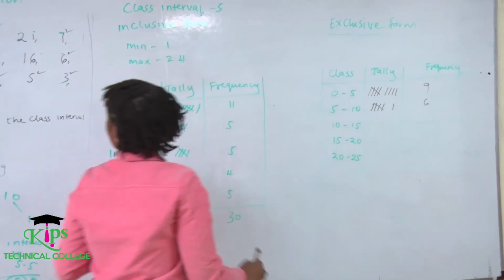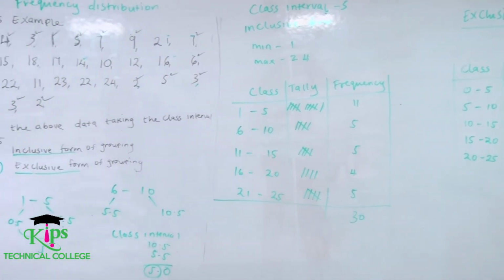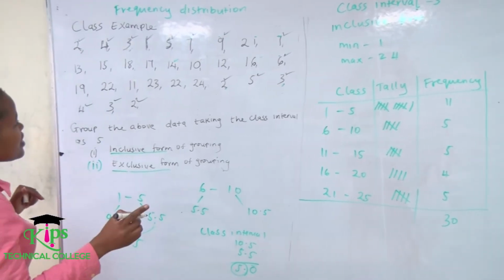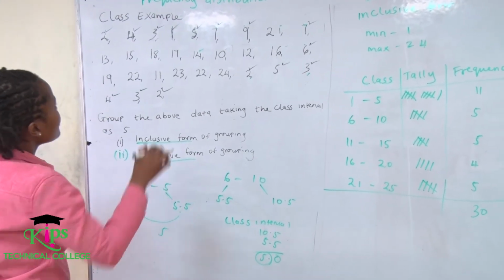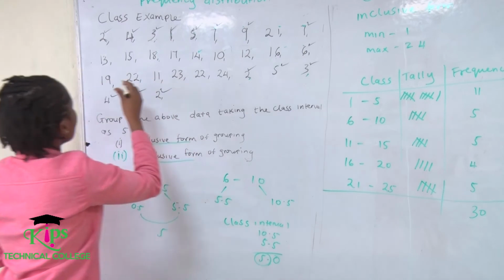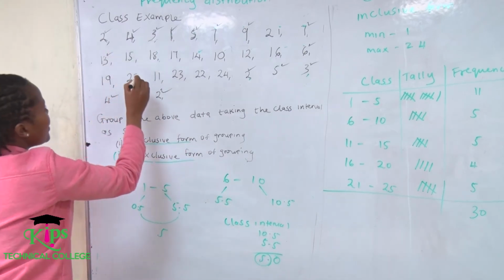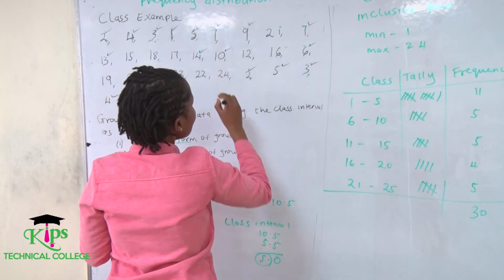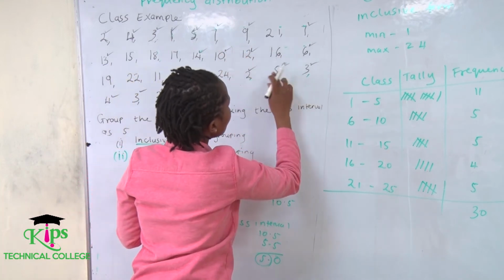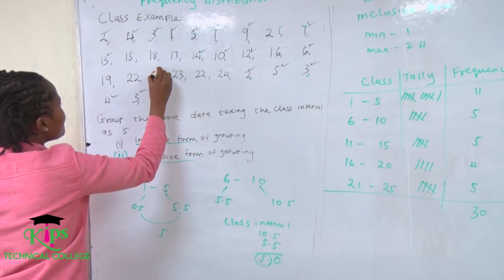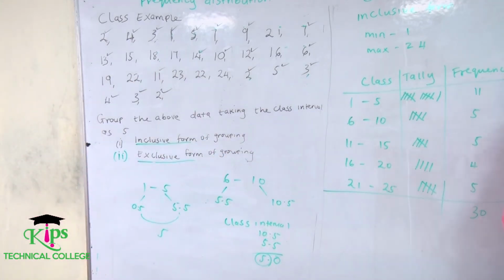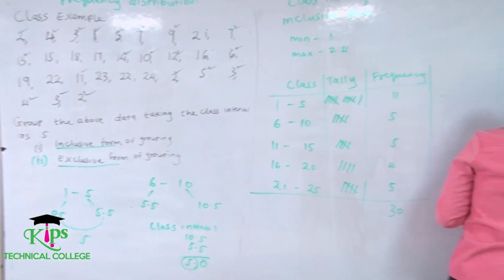Then we have between 10 and 15. 15 is exclusive. So let's see. We have 1, 2, 3, 4, 5. There are 5.